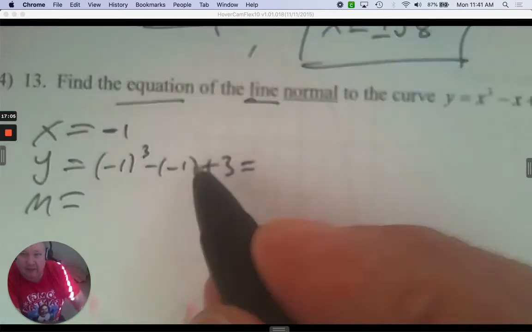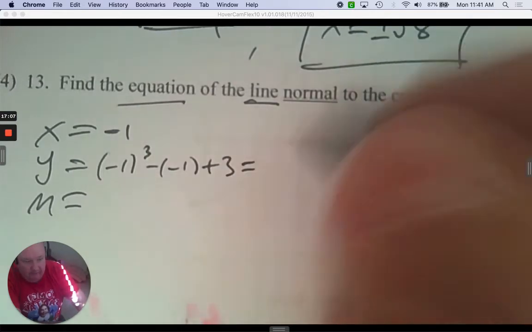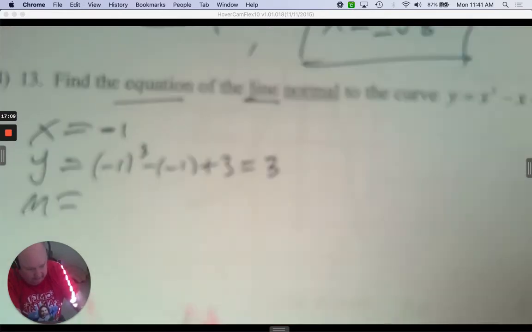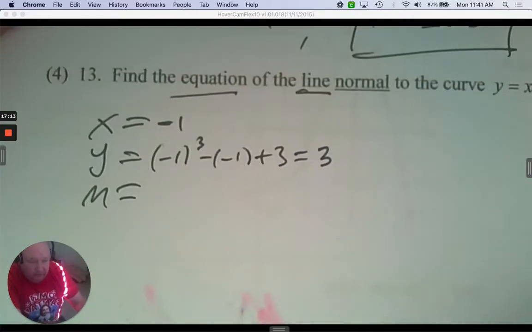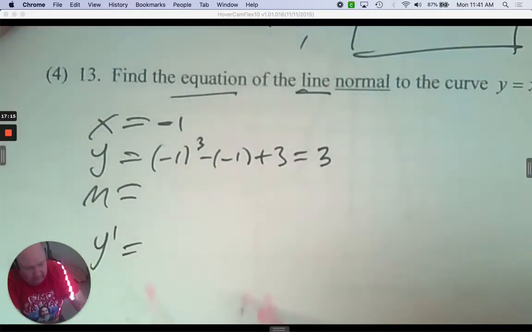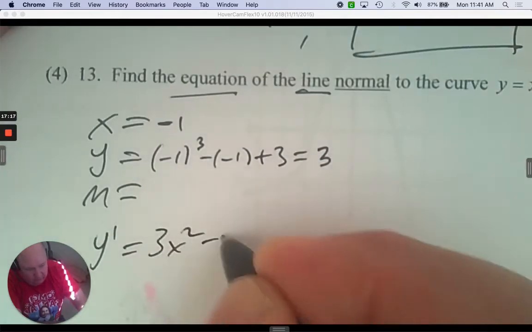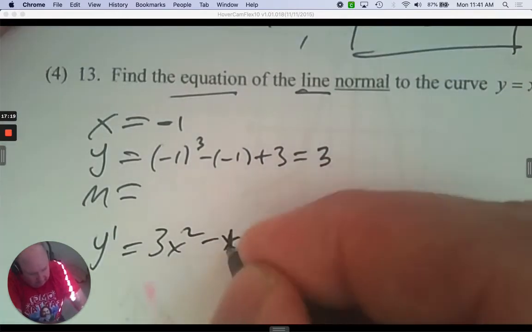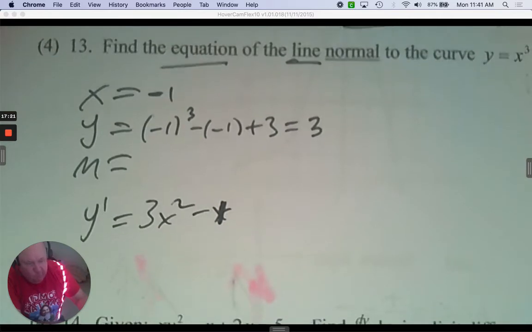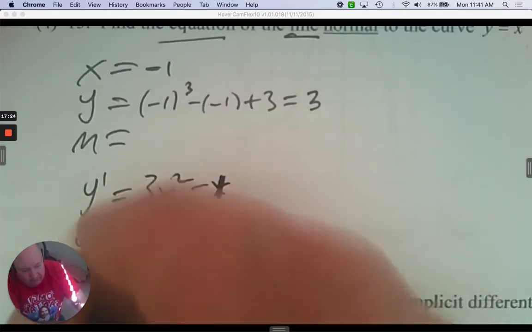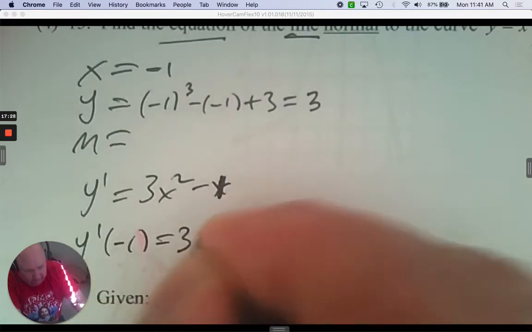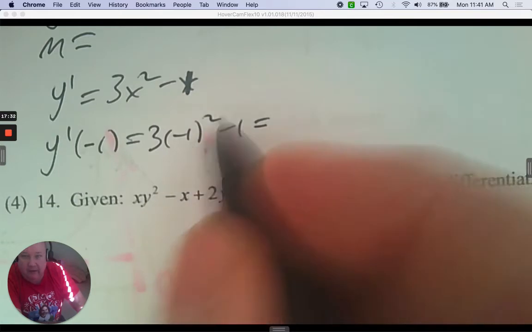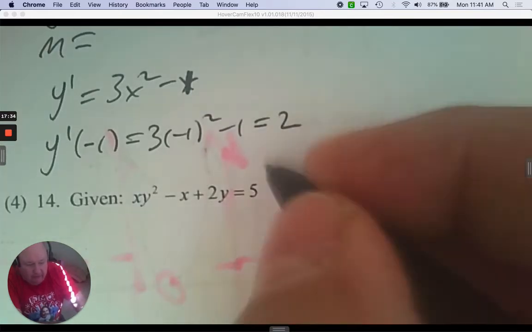So that's -1 plus 1 plus 3. So that answers 3. And then the slope is found by taking the derivative. So the derivative of y is 3x squared, subtract 1. And then when you take the derivative, plug in -1 into the derivative. So if you plug -1 into the derivative, it simplifies to 2.